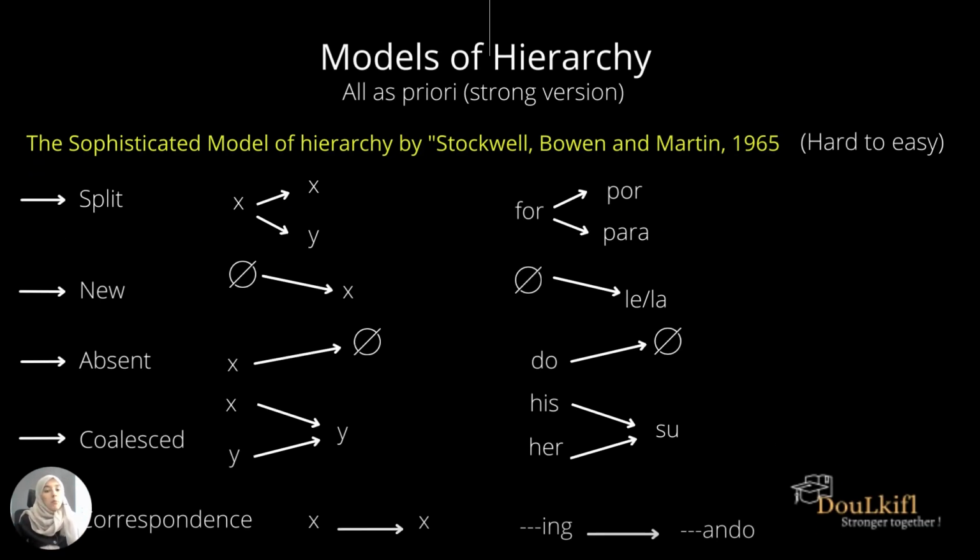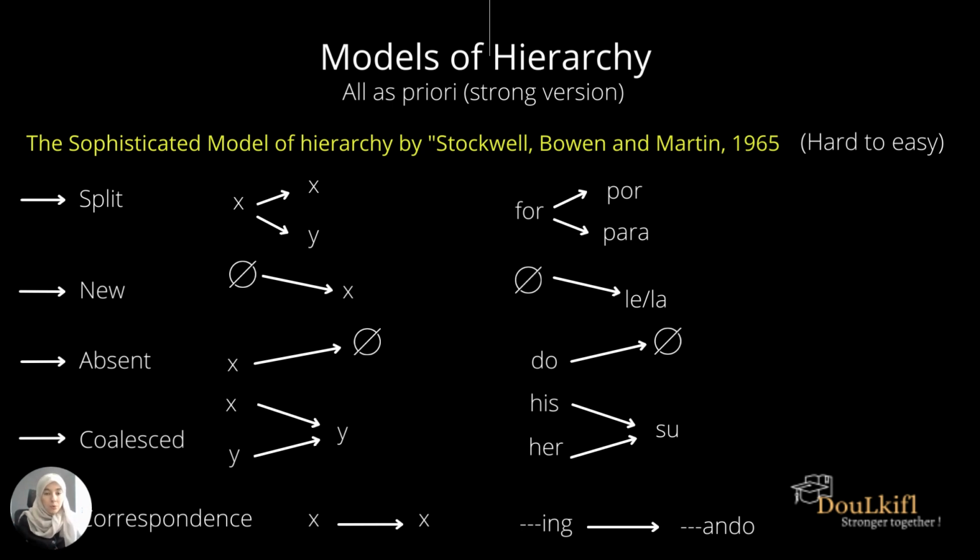Now let's take a look at the models of hierarchy. We've been saying models of hierarchy, simplistic models, sophisticated models. So let's take a look at these. So in the models of hierarchy, pay attention, they are all a priori, they are all a strong version, okay? We have 2 models of hierarchy. The first one is the sophisticated model of hierarchy of Stockwell, Bowen, and Martin in 1965.